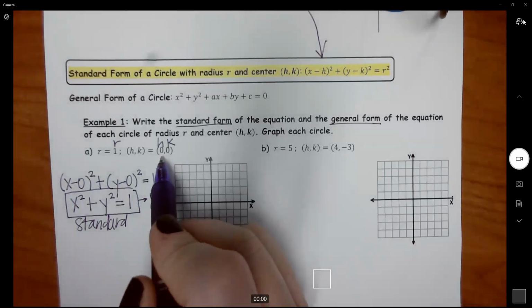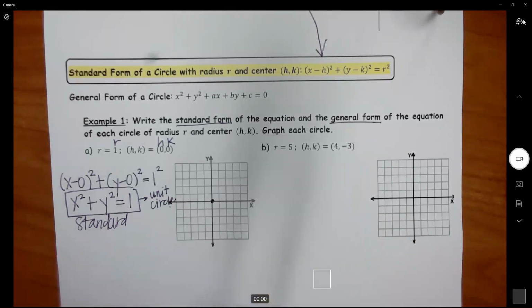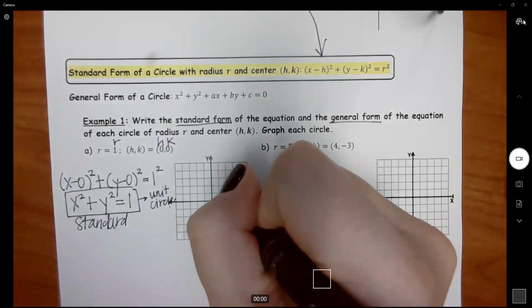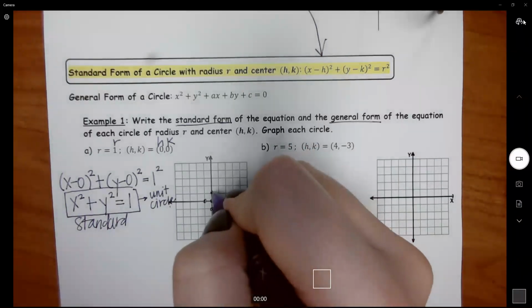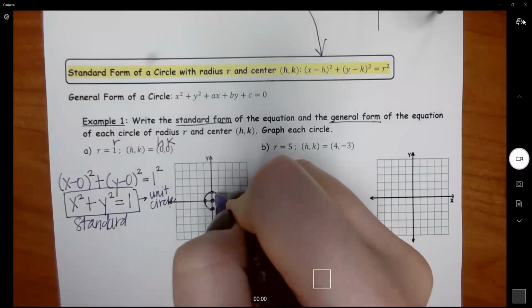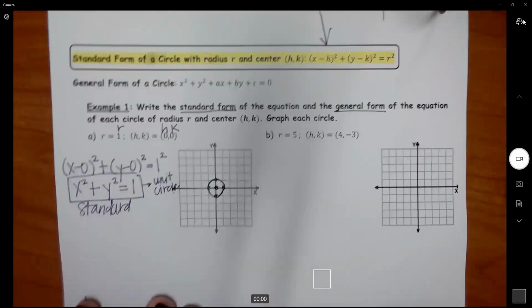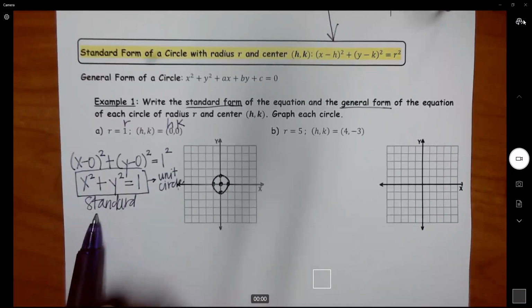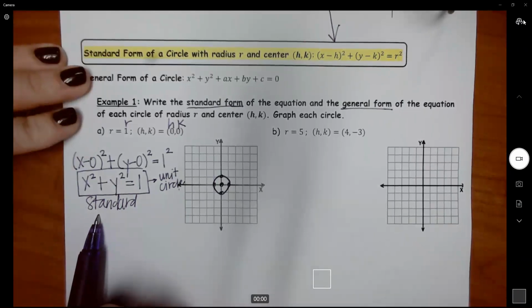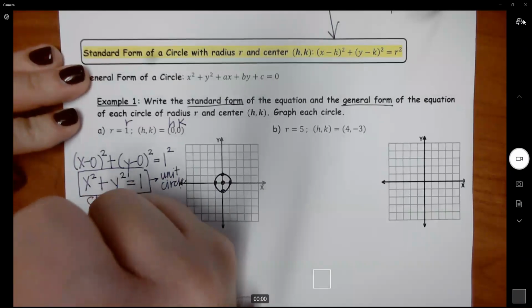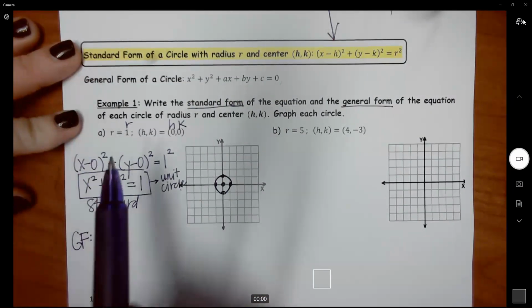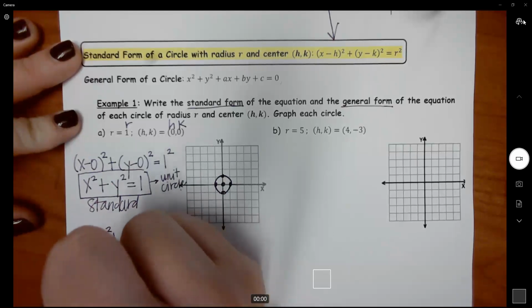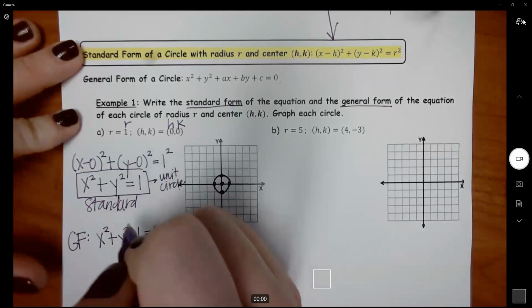But to graph this, you would graph your center right here at 0, 0. And then if your radius is 1, you're going to go left, right, up, down, 1 in every direction. And then just make the best circle you can. All right, so I have this in standard form. Now I need general form. And in general form, you have everything on one side and it equals 0 on the other side. So all we're doing is taking this 1 and moving it over. So this is x squared plus y squared minus 1 equals 0.